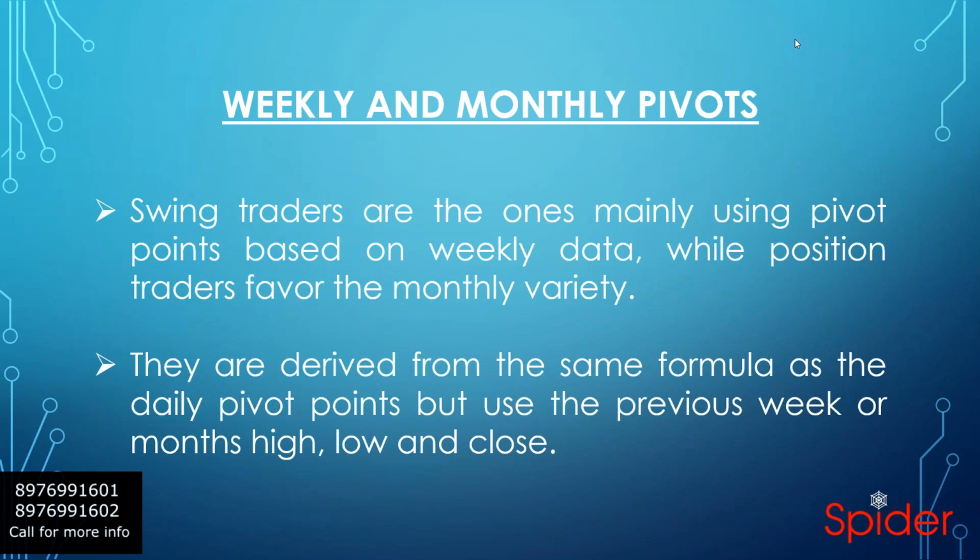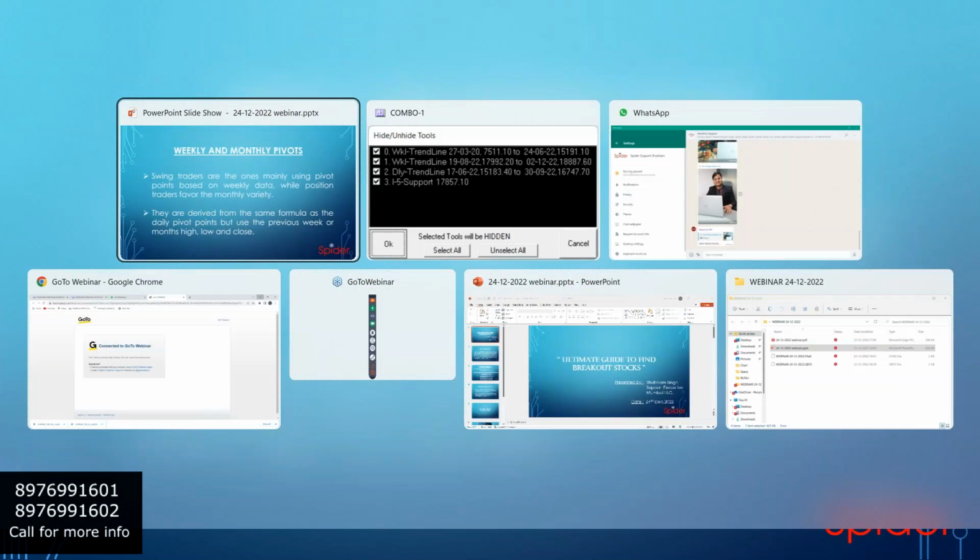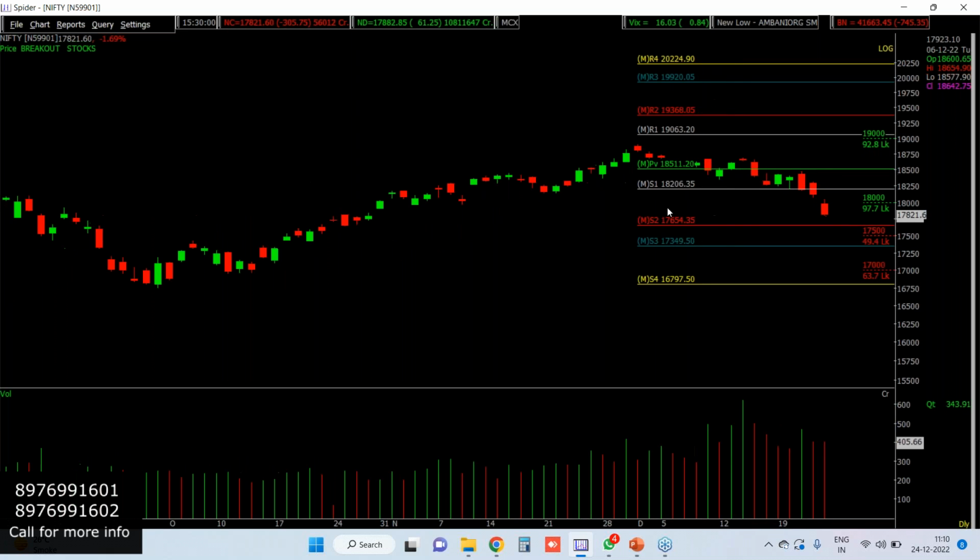Just before this slide, we looked at the formulas, where we wrote down the formulas for R1, R2. Those were for daily, so the data interpreted there was from the daily point of view. But for the weekly and monthly pivots, the data will be the weekly candle's high and low or the monthly candle's high and low respectively. So let's first move on to the software and see how exactly it works.